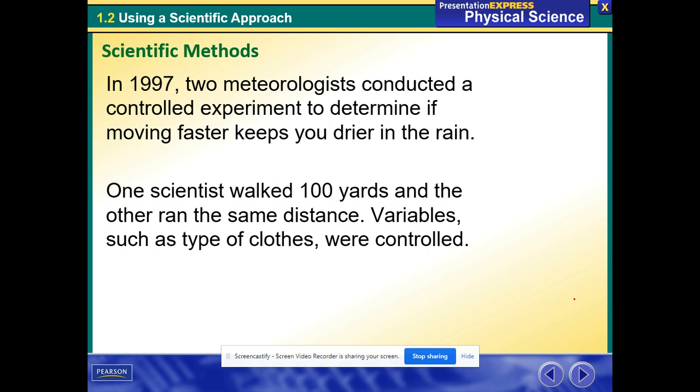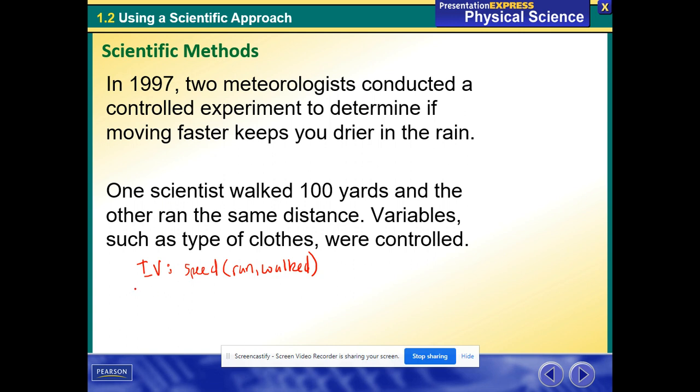In 1997, 2 meteorologists actually conducted a controlled experiment to determine if moving faster keeps you drier in the rain. During this experiment, one scientist walked 100 yards and the other ran the same distance. Variables like the type of clothes were controlled. So if we're looking at this, and I would ask you, what is the independent variable? You would have to ask yourself, what did they change? And the one thing they changed is their speed. One ran and the other one walked.